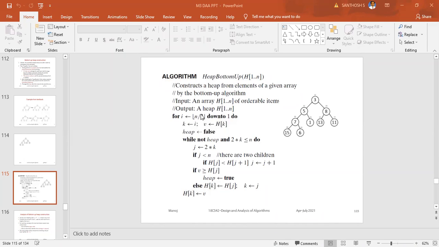So for i from n/2 down to 1, k equals i, v equals H[k], heap is false. So now you have to go with children. While not heap and 2*k is less than or equal to n, j is equal to 2*k. If j is less than n, that means there are two children. So now you have to check the root node with the children nodes. If H[j] is less than H[j+1], j is equal to j plus 1. Next, if v is greater than or equal to H[j], heap is true, else H[k] is equal to H[j]. So this is the algorithm we are taking. Kindly go through this algorithm, understand it, and write it well.